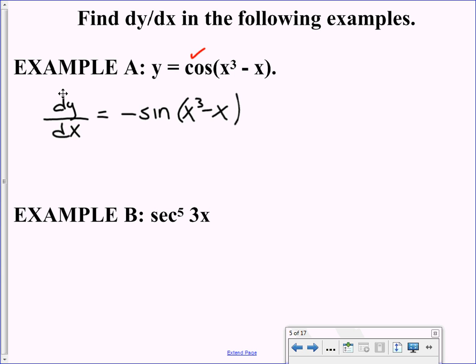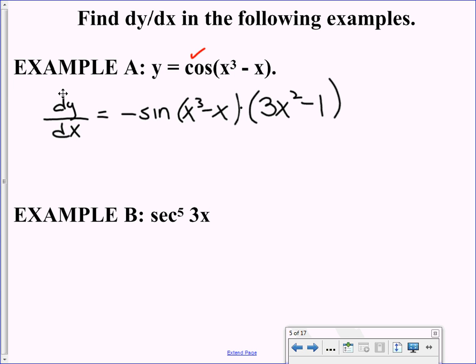But now we have to multiply by the derivative of the inside function. The inside function is x cubed minus x. So we have to multiply by its derivative. The derivative of x cubed minus x would be 3x squared minus 1. And that's it. So the derivative of the outer function evaluated at the inside function times the derivative of the inner function.